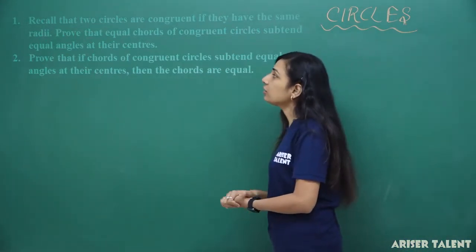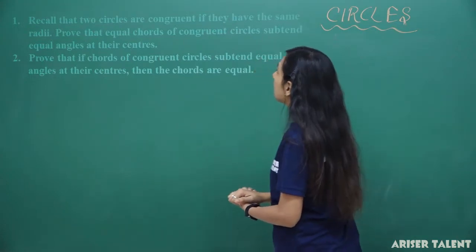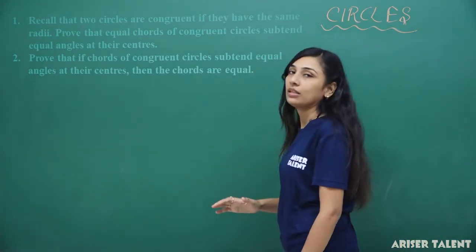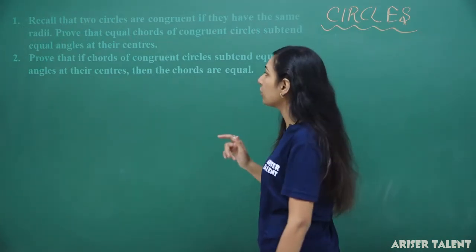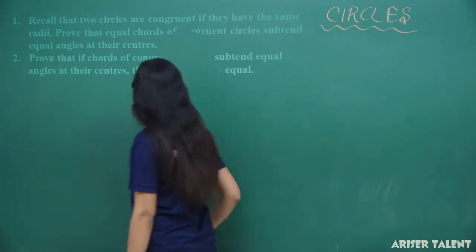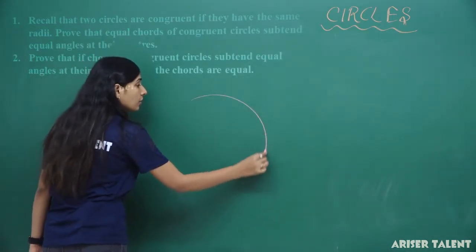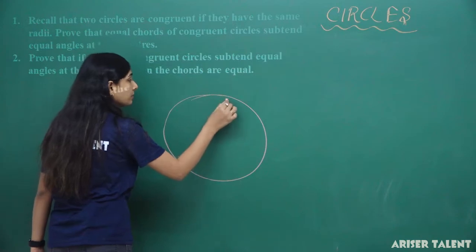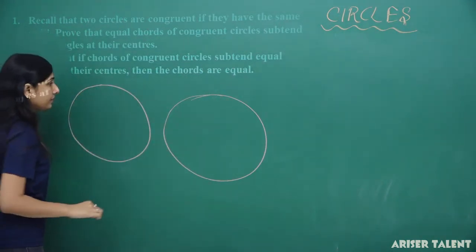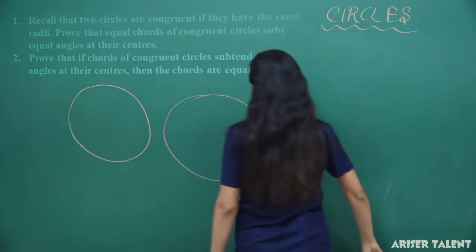Okay, the next is: prove that if chords of congruent circles subtend equal angles at the center, then the chords are equal. Now what it's saying, again it's talking about congruent circles, two congruent circles. So again I have to make two circles here and here. Okay.